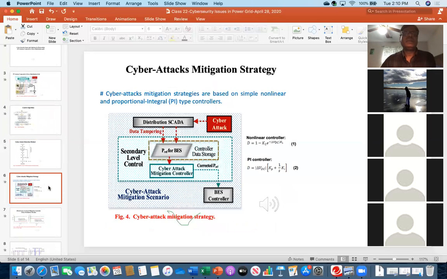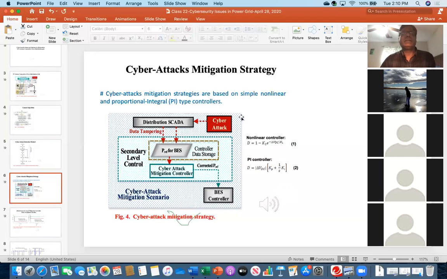Now, moving forward, we know that definitely a cyber attack will have a negative impact on the system. But what is the mitigation strategy? I already explained how it will mitigate the negative impact. So here is one more example.